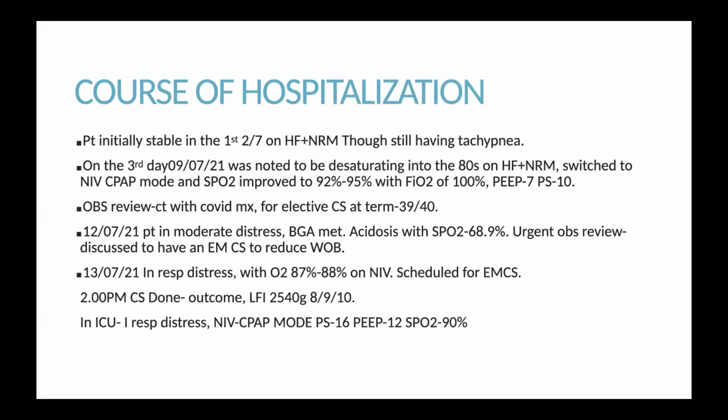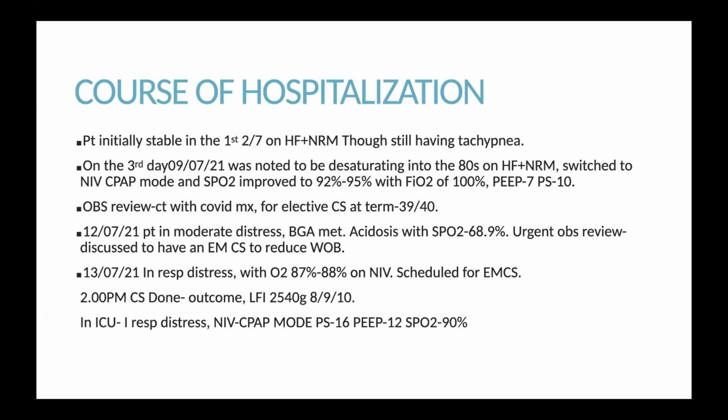So in the course of hospitalization, she was initially stable for the first 2 days on the high flow and NRM, though she was still having tachypnea, but it was way less than when she came in. She was doing all the way from 28 to 36. On the third day, it was noted that she was desaturating on the high flow into the 80s. So we decided to switch her to NIV. We put her on CPAP mode, and her SATs improved to 92 to 95 during that day.